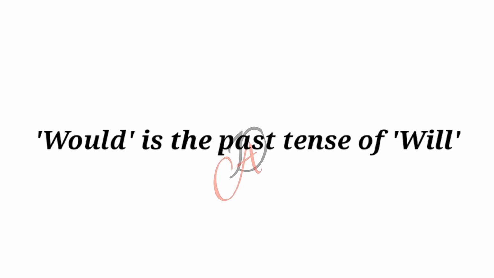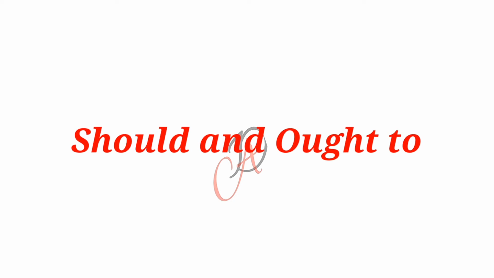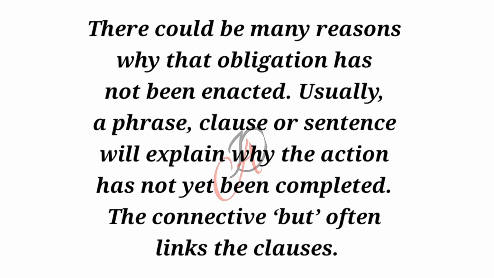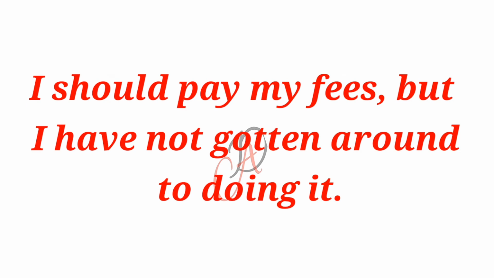So let's move on to the next ones, should and ought to. When the modal verbs should or ought to are used, it indicates that there is a requirement to carry out an action, but it has not yet been completed. There could be many reasons why the obligation has not been enacted. Usually, a phrase, clause, or sentence will explain why the action has not yet been completed. The connective but often links the clauses. For example, I should pay my fees, but I have not gotten around to doing it.